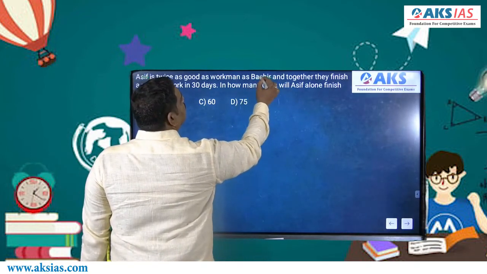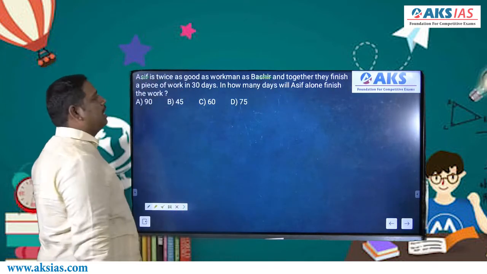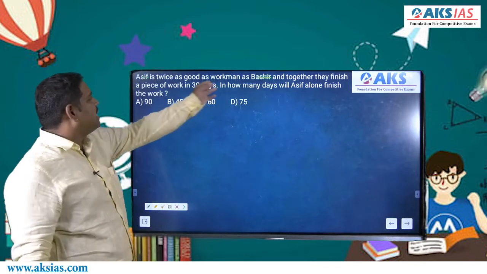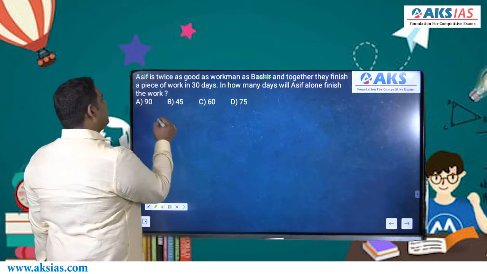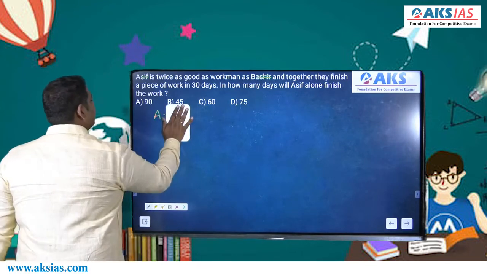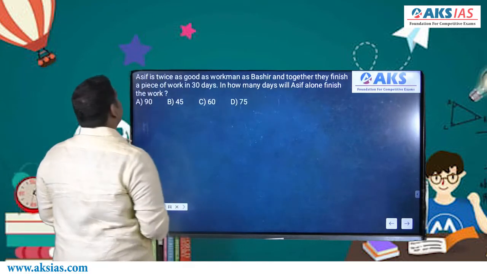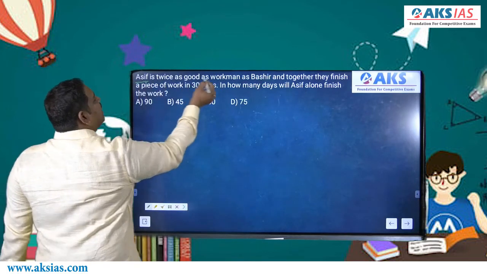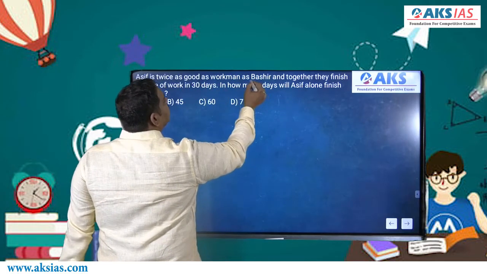Okay, these are extra information. Something is written extra. A is twice as good a workman as B. That means again we can say that A is equal to... oh, those are names. Asif is twice as good a workman as Bashir.